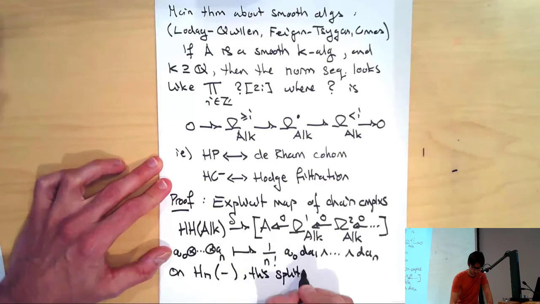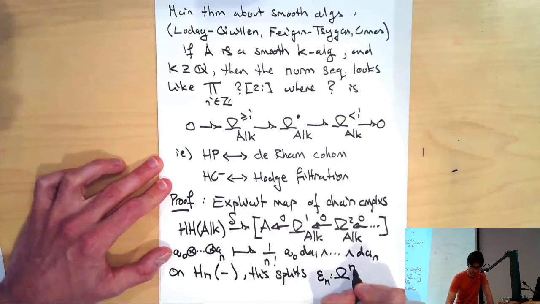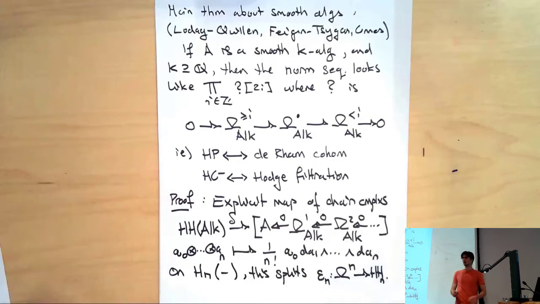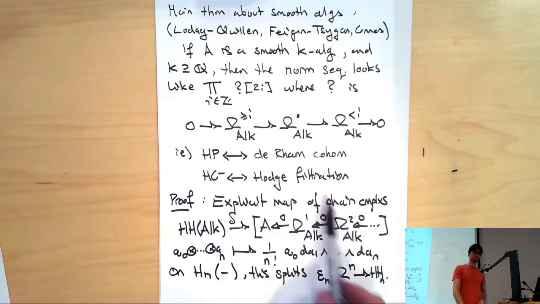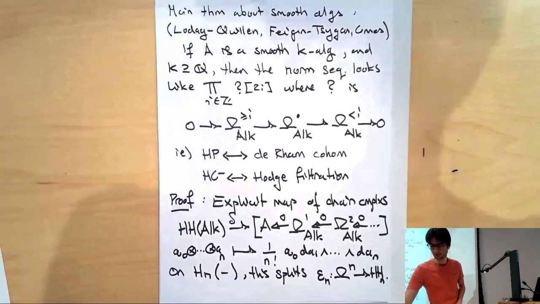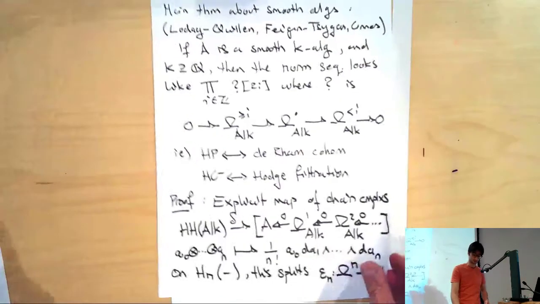one checks also that this splits the map that we wrote down last time from omega n to HHn. So the homology of this complex on the right are just the omega n's. The homologies on the left are Hochschild homology. So we already have a map from the homology on the right to the homology on the left. And it turns out that this new map that I'm writing down splits that old map. Again, this is just an explicit calculation.